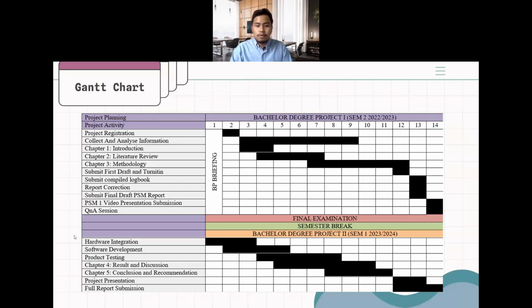Furthermore, as you can see, for my Bachelor Degree Project 2, I start with hardware integration, software development, and product testing. After settling the product testing, I can start Chapter 4 about results and discussion. From the product testing, we will put the results and discuss the sensors and everything. And then Chapter 5, lastly, project presentation and full report submission for Bachelor Degree Project 2.